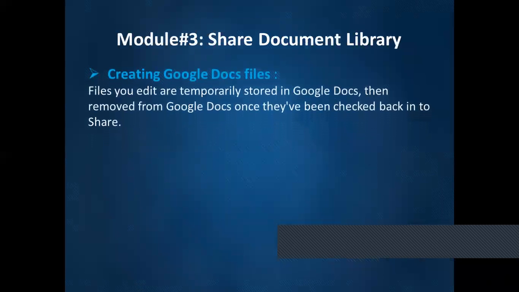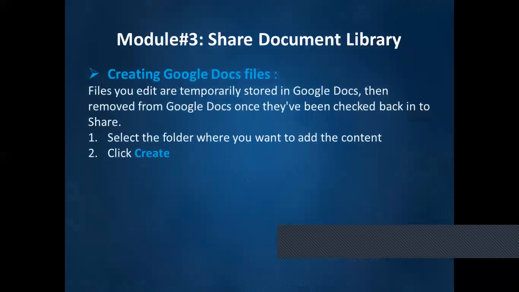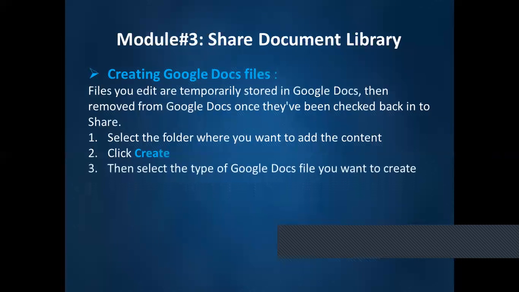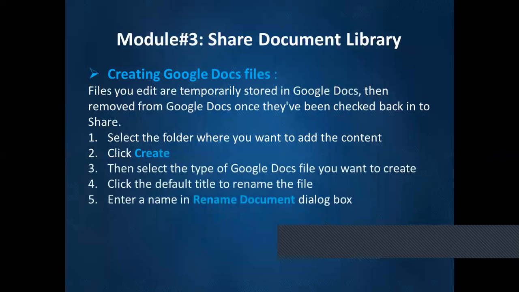Files you edit are temporarily stored in Google Docs, then removed from Google Docs once they have been checked back into Share. The steps are: select the folder where you want to add the content. Click on Create. Then select the type of Google Docs file you want to create. Click the default title to rename the file. Enter a name in the Rename Document dialog box. Then click OK.